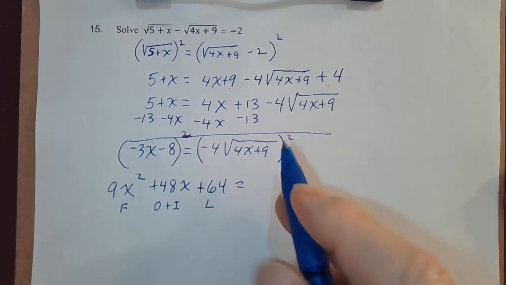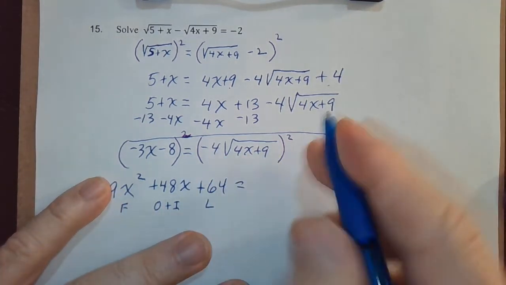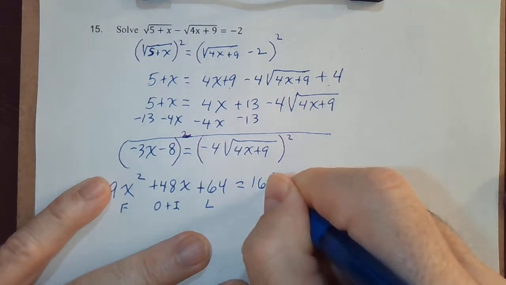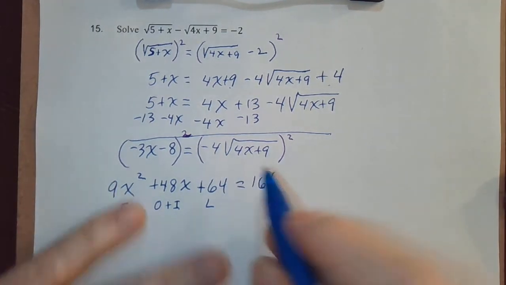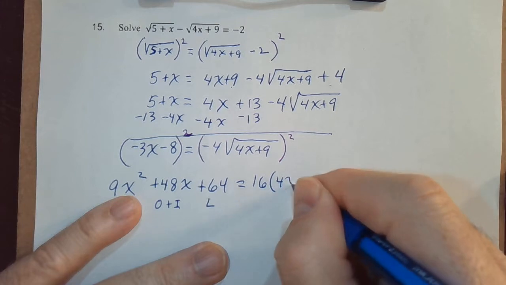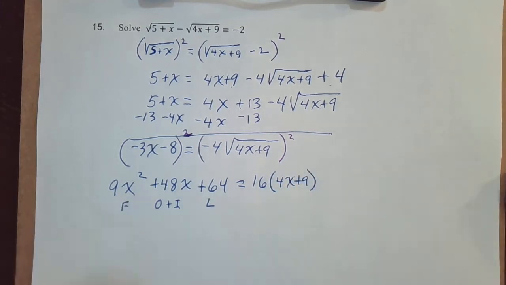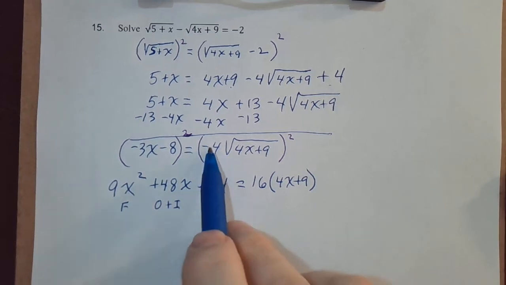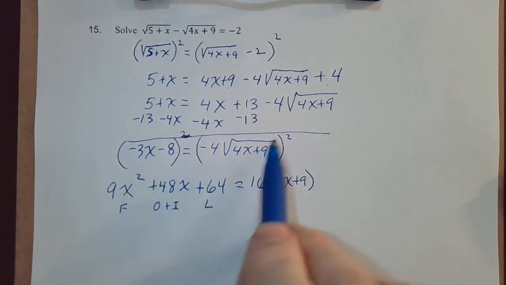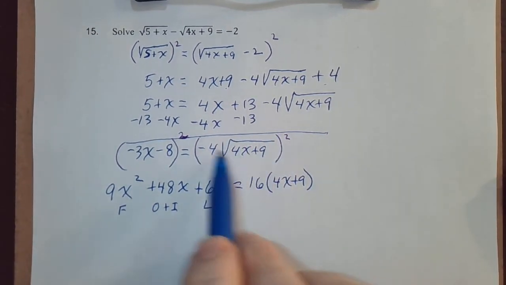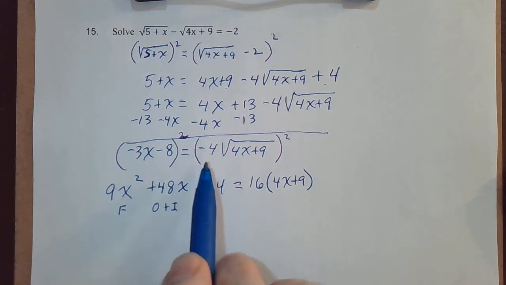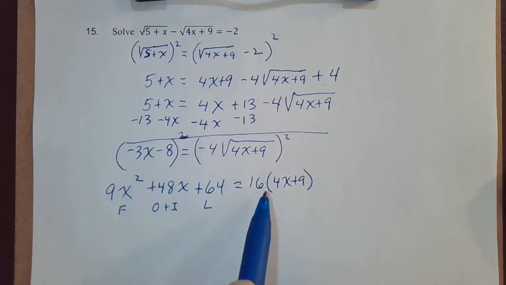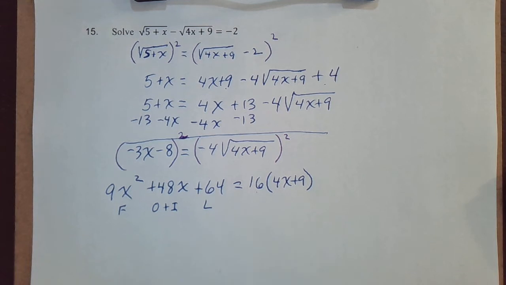And when we square this, we're going to get negative 4 squared is 16. And then this squared is just 4x plus 9. So don't forget, when you multiply two things that are multiplied together, there's a negative 4 times this radical. When you square that product, you have to square them both. It's this squared for 16 times this squared for 4x plus 9.